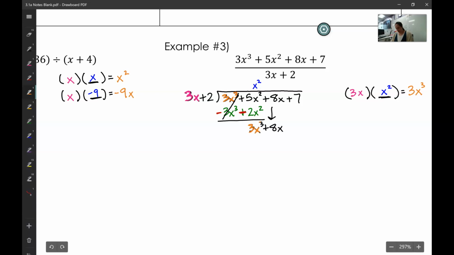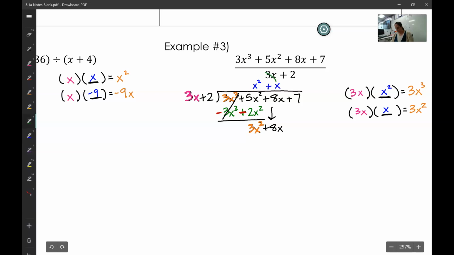So I start with my multiplication, but I have a new orange one. The pink one stays 3x. And now I think 3x times what is 3x? Oh, that's supposed to be a squared. Let me fix that, guys, real quick. There we go. So 3x times what is 3x squared? Well, that would be an x. So I write it up here in the x column.